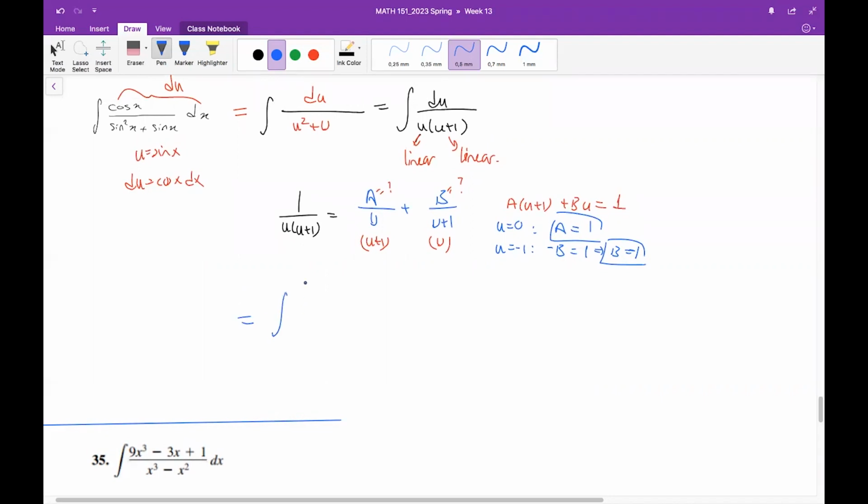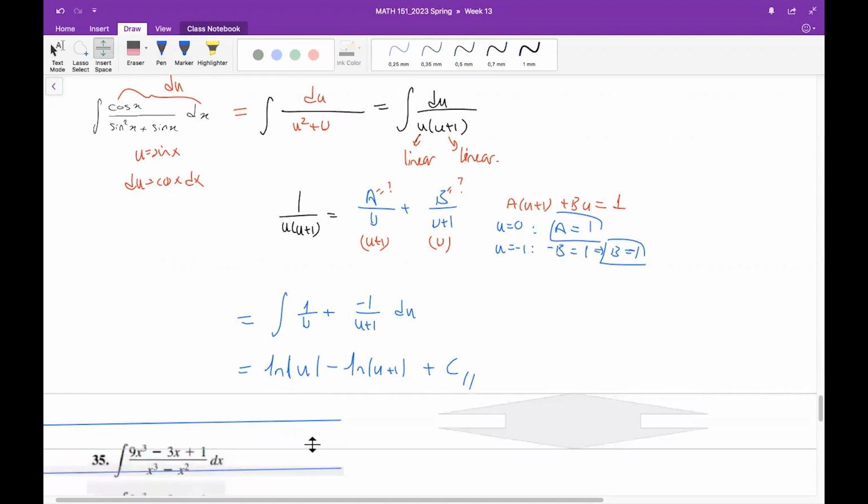So this integral is like that, and this is like this. A is 1, B is -1, du. I am trying to integrate this. So the integral of du over u is ln absolute value of u, plus, similarly for the second part, minus ln absolute value of u plus 1, plus an arbitrary constant C.